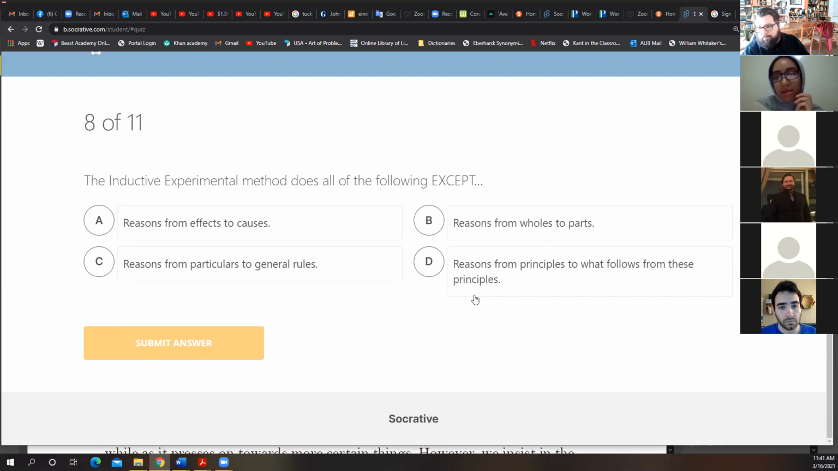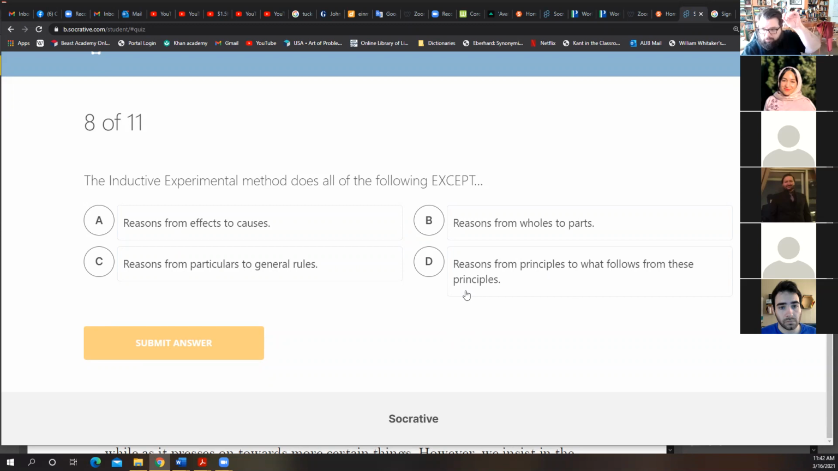The original meaning of the term principle, principia, just means a source or a beginning of something. That sounds like a technical word, right? Principle, but it just means the beginning or starting point of something. So deduction reasons from principles to what follows from these principles. Yes, that's what deduction does.